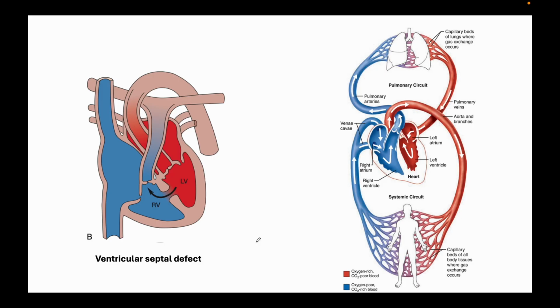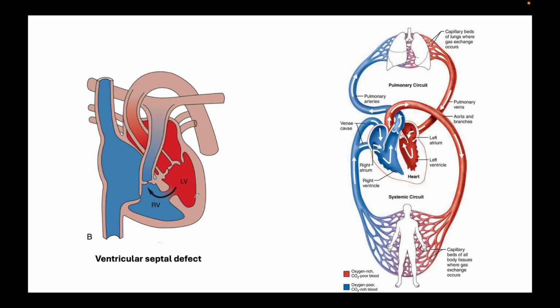In this picture here, there is a hole between the right and the left ventricle. In a normal heart, the right and the left ventricle should be separated by the septum. This condition is known as ventricular septal defect. Now, is it going to be cyanotic or acyanotic? Feel free to pause the video and answer the question by yourself.